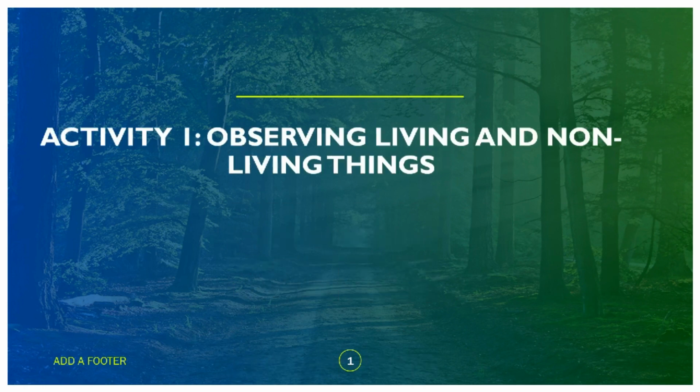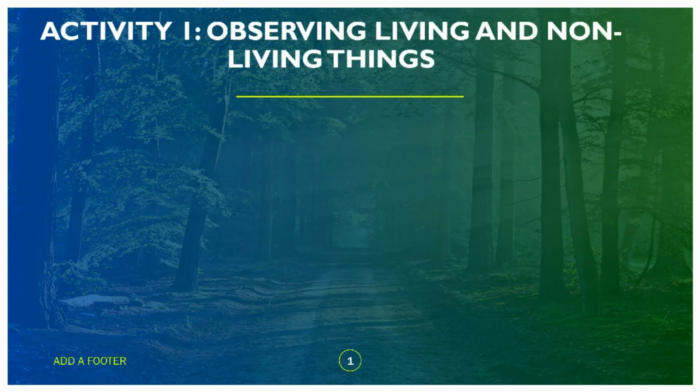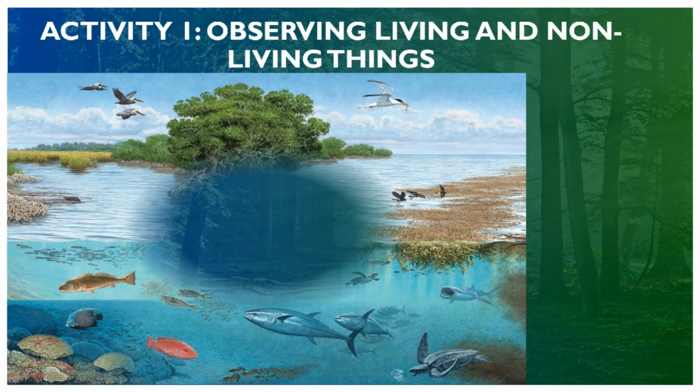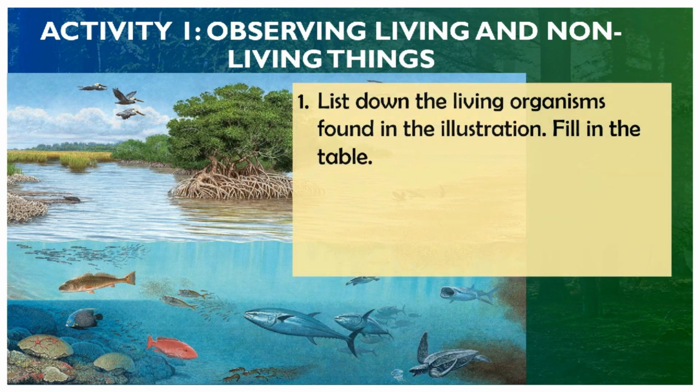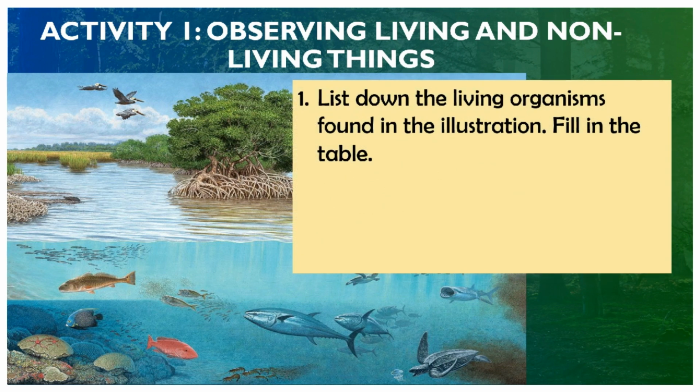Activity 1. Observing living and non-living things. So this is our illustration. Look at the illustration carefully and identify those things that you can see in the picture. And now, list down the living organisms found in the illustration. Fill in the table below.